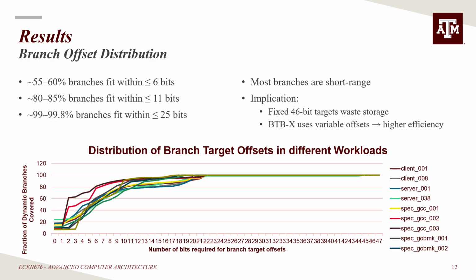However, the conventional BTB still allocates full 46-bit storage for every branch, which leads to significant storage waste. BTB-X addresses this by storing only the required number of bits per branch using variable-sized ways, which allows many more entries to be stored. This explains why we saw such a large reduction in MPKI in the previous slide. So this distribution validates the core assumption that we made, and explains how the performance gain of BTB-X is obtained based on the target offsets.